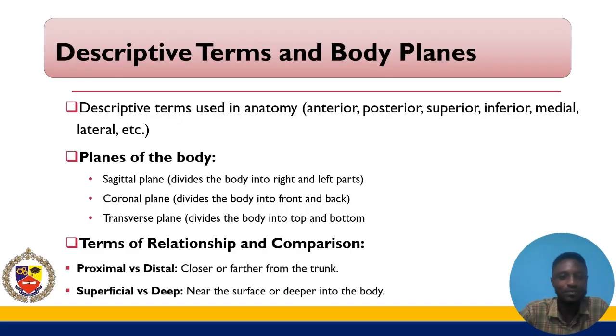Let's quickly look at the descriptive terms and body planes. We have the terminologies we use in anatomy, which include anterior, posterior, superior, inferior, medial, and lateral. These terminologies are used to reference or describe a position or a view in anatomy. It is a standard way of referencing a position or view in anatomy.